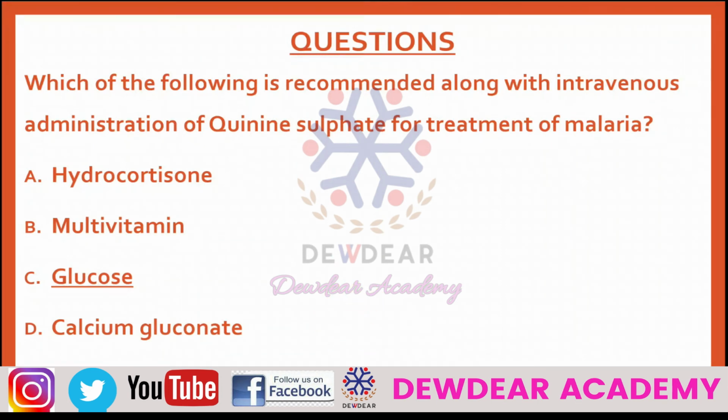Glucose is administered along with intravenous administration of quinine sulfate because quinine may cause hypoglycemia. That is, quinine is a stimulant to the release of insulin from pancreatic beta cells and it may cause hypoglycemia. So that is why glucose is recommended along with quinine sulfate.